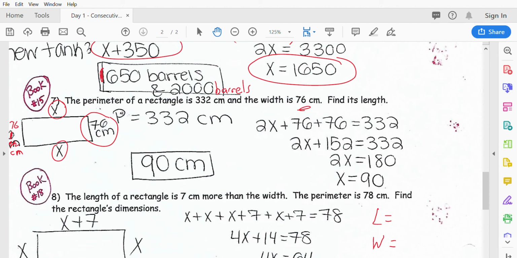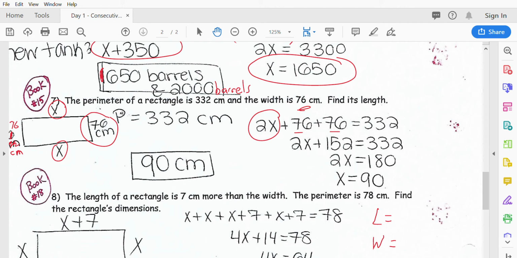How do you find the perimeter of any object? Add up all the sides. So x plus x gives you 2x plus 76 plus the other 76 equals 332. One of the biggest mistakes of perimeter is not adding each of the sides, maybe only adding one of the lengths or one of the widths. Add up each length and each width, so 4 total things.